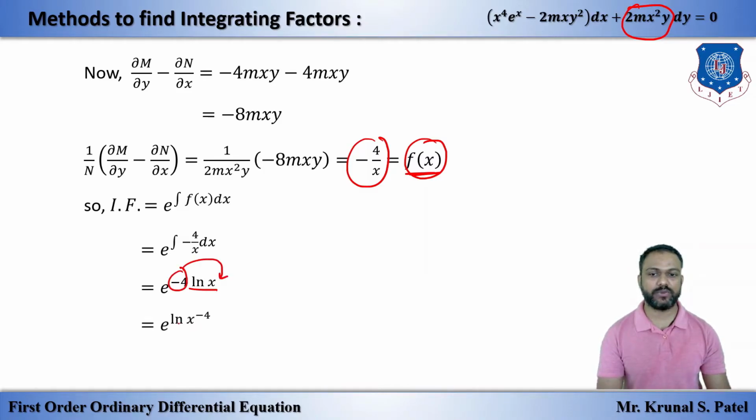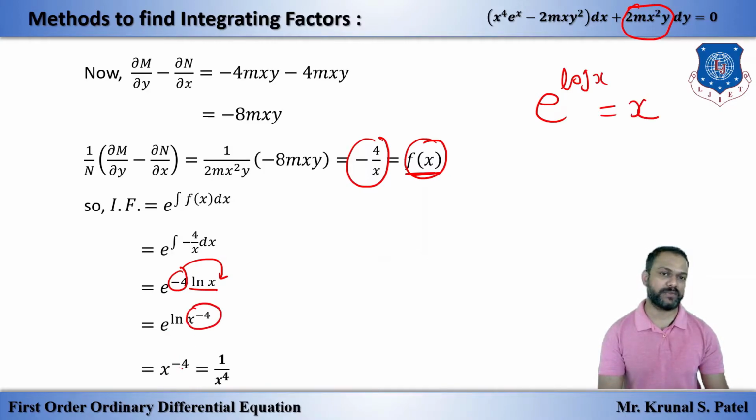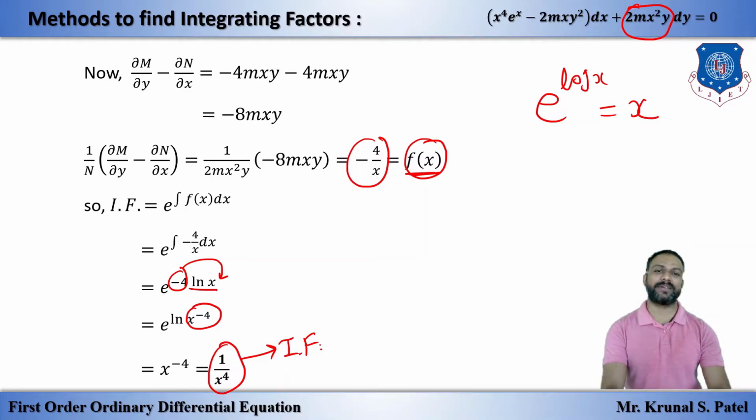So we have e raised to ln x to the power minus 4, and we know that e raised to log x gives us x only. So e raised to log x to the power minus 4 is equal to x to the power minus 4, which is equal to 1 upon x to the power 4. This is our IF. Now, after finding IF, we know the method.